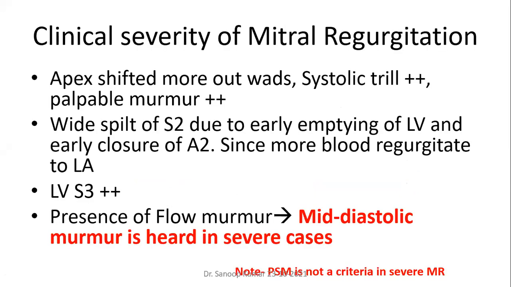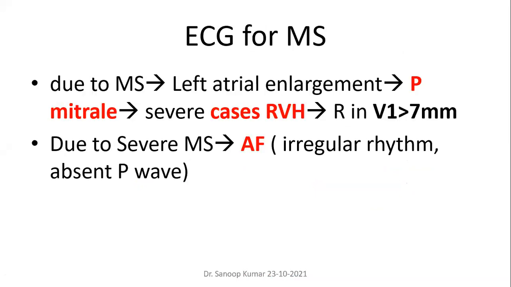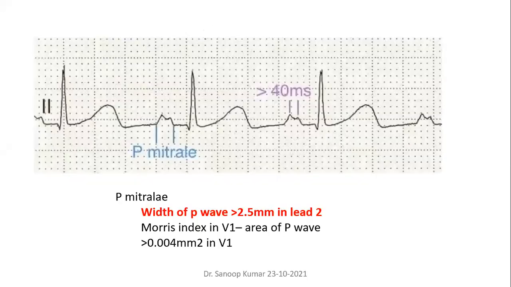So class, this is about mitral regurgitation, I told you. ECG finding of mitral stenosis: since the left atrium dilates, left atrial enlargement is there, you have a P mitrale. And in severe MS, you have a right ventricular hypertrophy. In ECG, you can see changes of right ventricular hypertrophy, that is, R wave in V1 will be more than 7 mm. And if there is AF, you can see irregular rhythm with absent P wave in the ECG of AF of MS. ECG of MR, I told you.